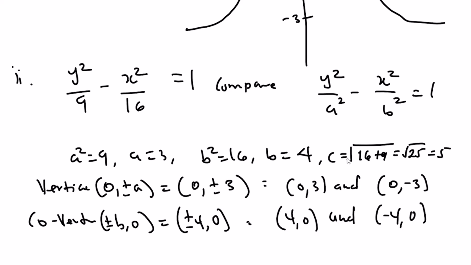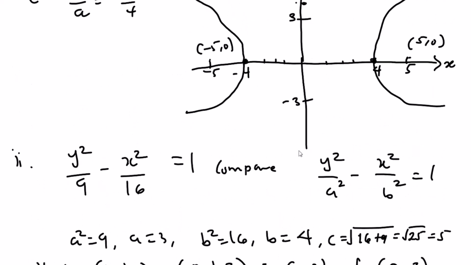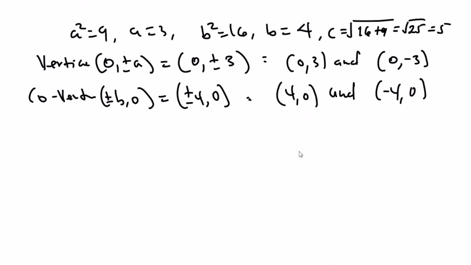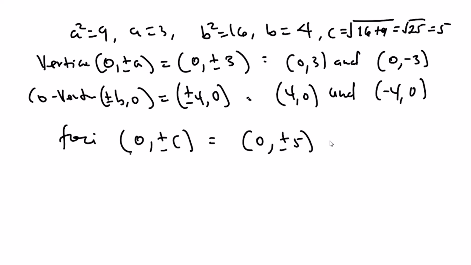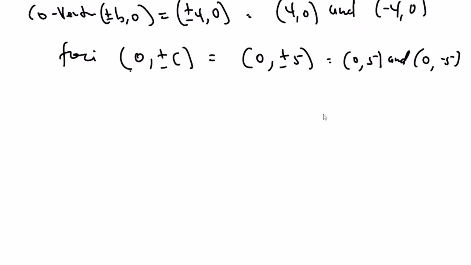Alright, and what will be our foci? So let's see. Since it falls on the y-axis, our foci will be 0 plus or minus c, and this is going to give us 0 plus or minus 5. It is 0, 5, and also 0, negative 5. Okay, that is how it is going to be. Now, since we have this, we can easily sketch our graph.